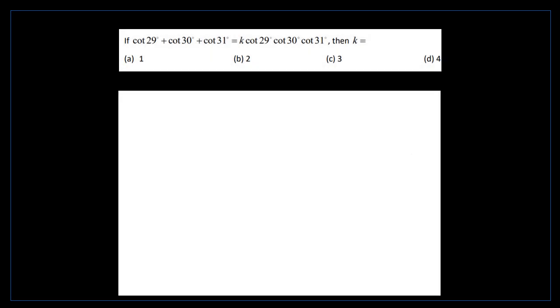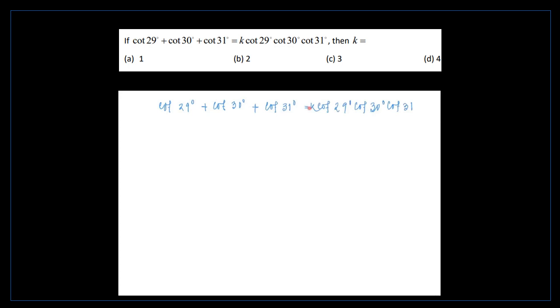We are given cot 29 degree plus cot 30 degree plus cot 31 degree equal k times cot 29 degree, cot 30 degree, and cot 31 degree. And we have to find the value of k. So it is a very simple sum.